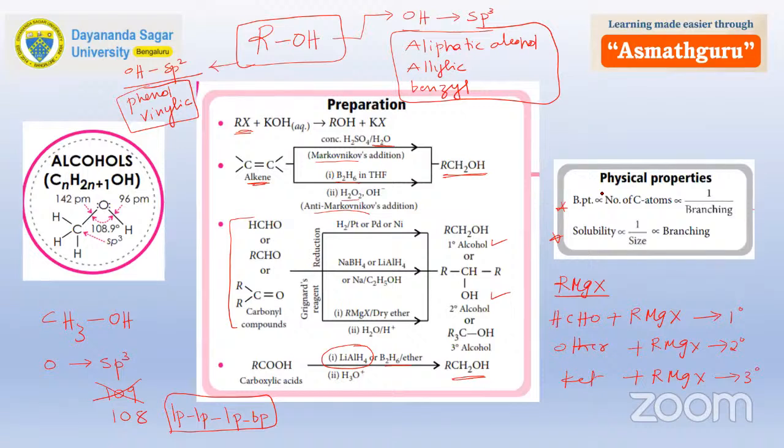When it comes to boiling point, it depends on the number of carbon atoms. The more carbon atoms, the higher the boiling point. It also depends on branching, but it is inversely proportional. Boiling point is inversely proportional to branching. More branching, lower boiling point. And boiling points are also directly proportional to the number of forces of attraction.